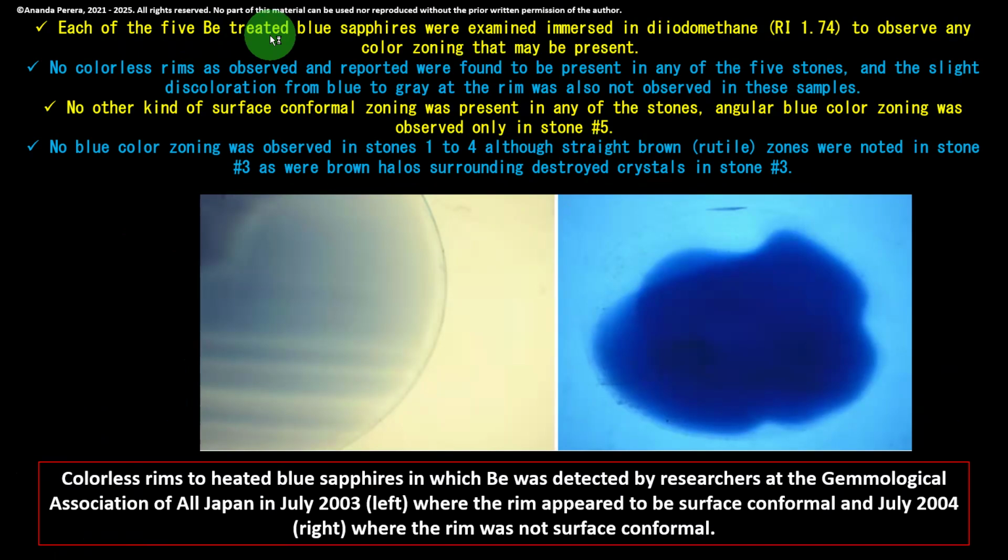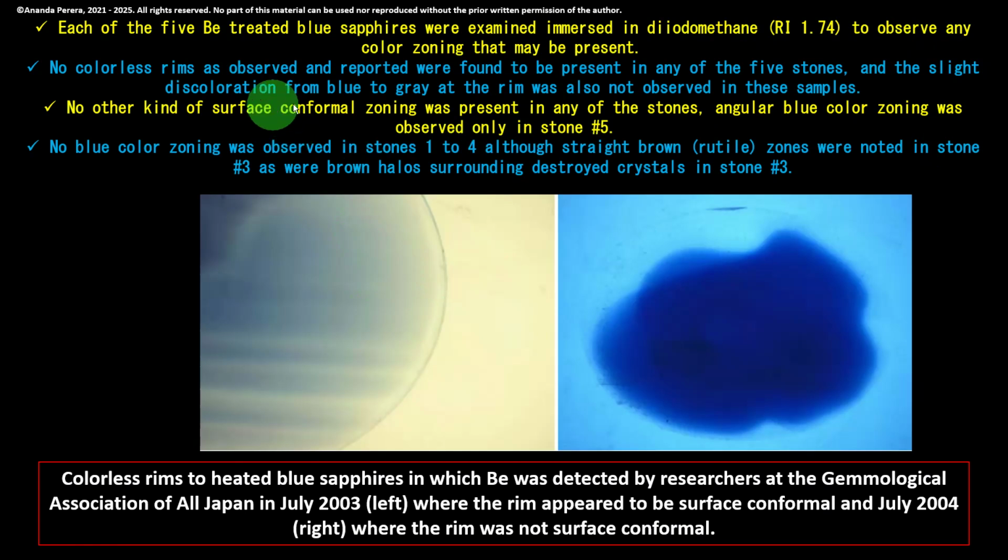Each of the 5 beryllium-treated blue sapphires we mentioned earlier were examined immersed in diiodomethane, then the RI is 1.74, to observe any color zoning that may be present. These are the things. No colorless rims as observed and reported were found to be present in any of the 5 stones. No color rings.